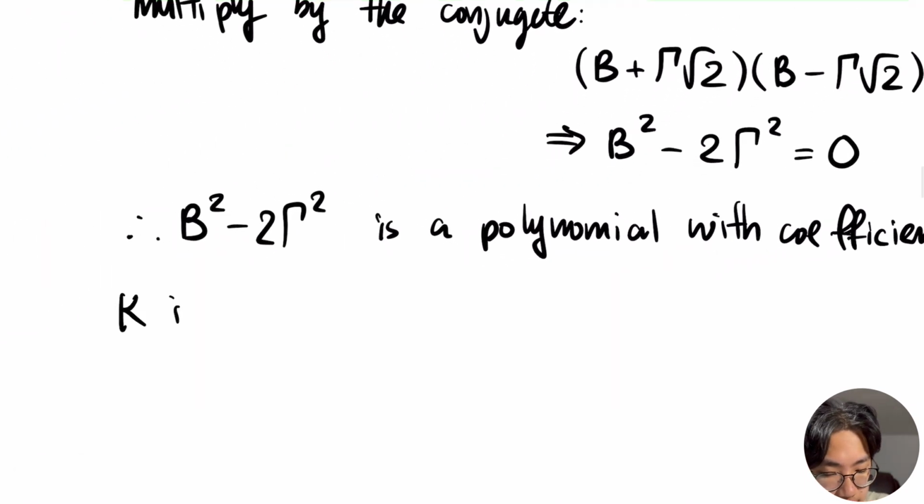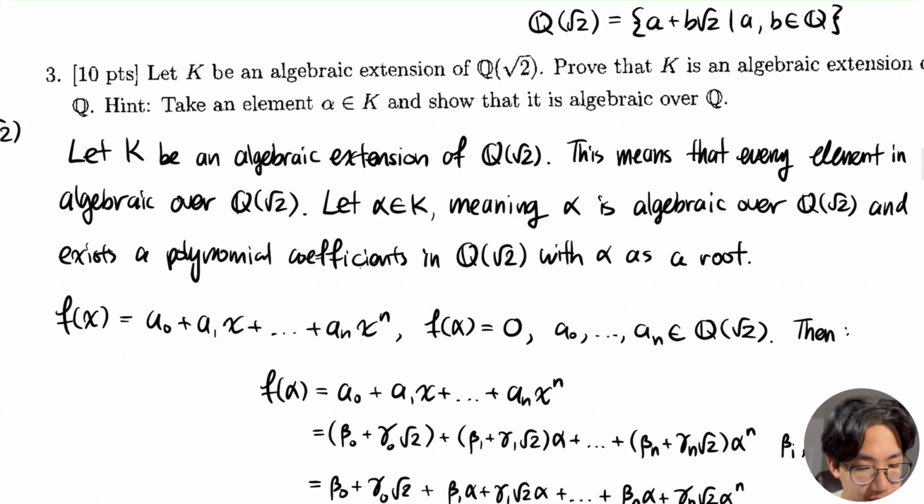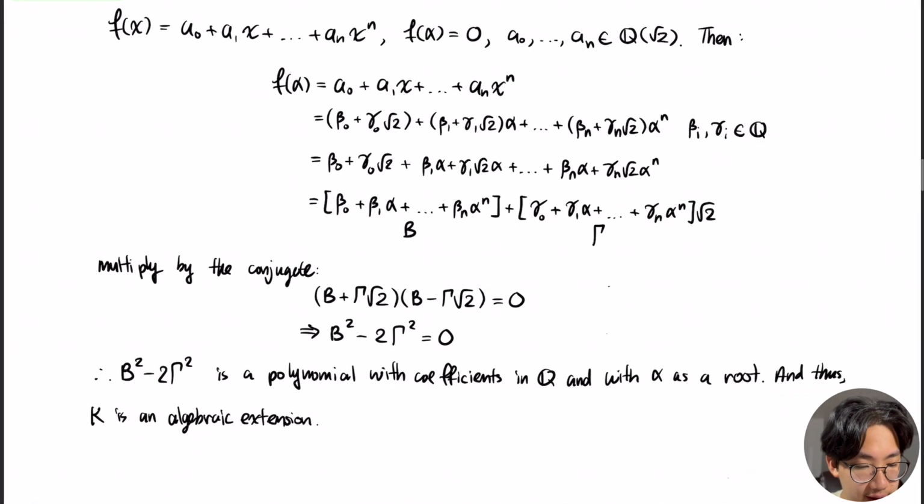So K is an algebraic extension, right? We know this is true again because we started out with some arbitrary choice for alpha. We didn't pick any special choice of alpha, it'll work. And that concludes question 3.